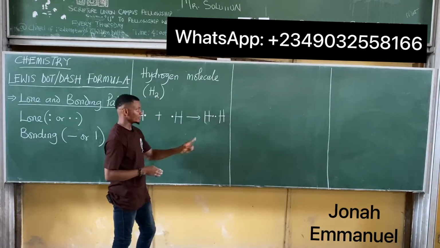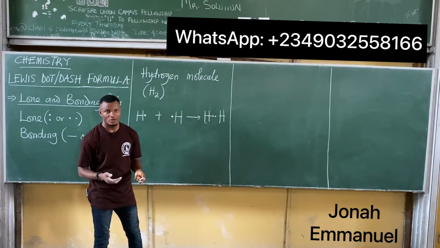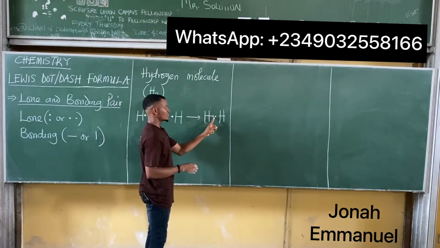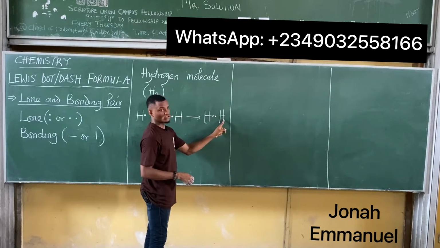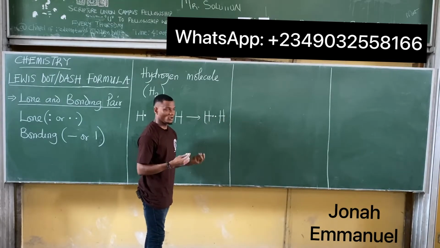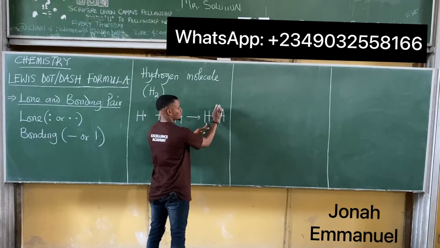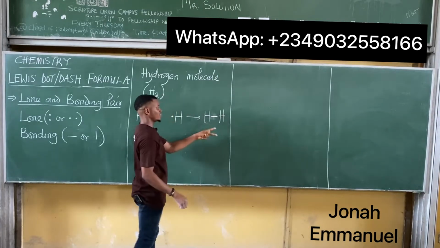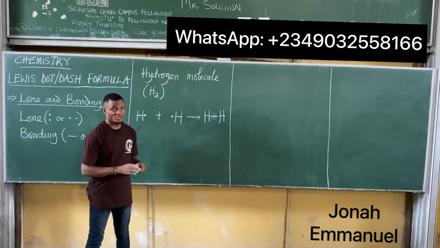Now if I look at this pair, is it a bonding pair or a lone pair? We said lone pairs are not shared between the atoms combining, while bonding pairs are shared between the atoms combining. These electrons are being shared by these two, so that each of them can obtain duplet configuration. So hence, I will change this from 2 dots to 1 dash. This becomes the Lewis dot or dash structure for the hydrogen molecule.